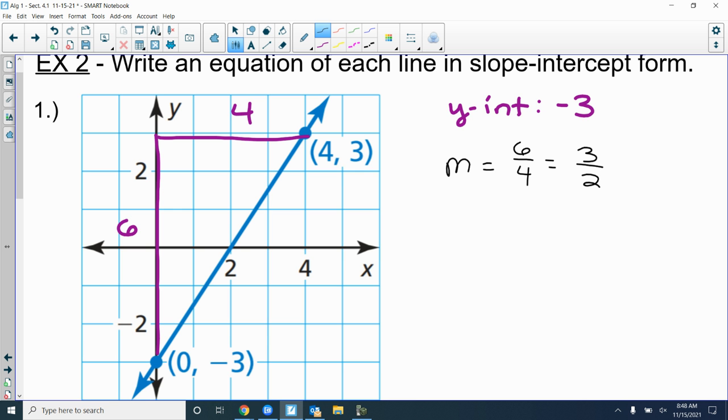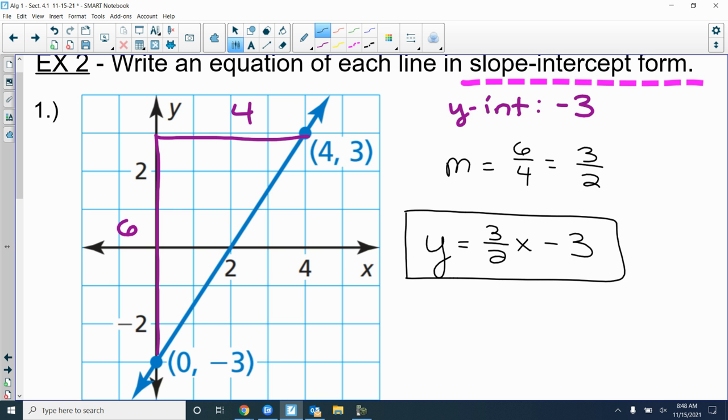All right, final answer, though. I write each line in slope-intercept form. So final answer, what do you think, Damian Burnett? 3/2 x minus 3. Good. Make sure you have a number in front of that x. Make sure you have a minus. Make sure you have an x. Make sure you have a minus 3. So that's going to be y equals 3/2 x minus 3.